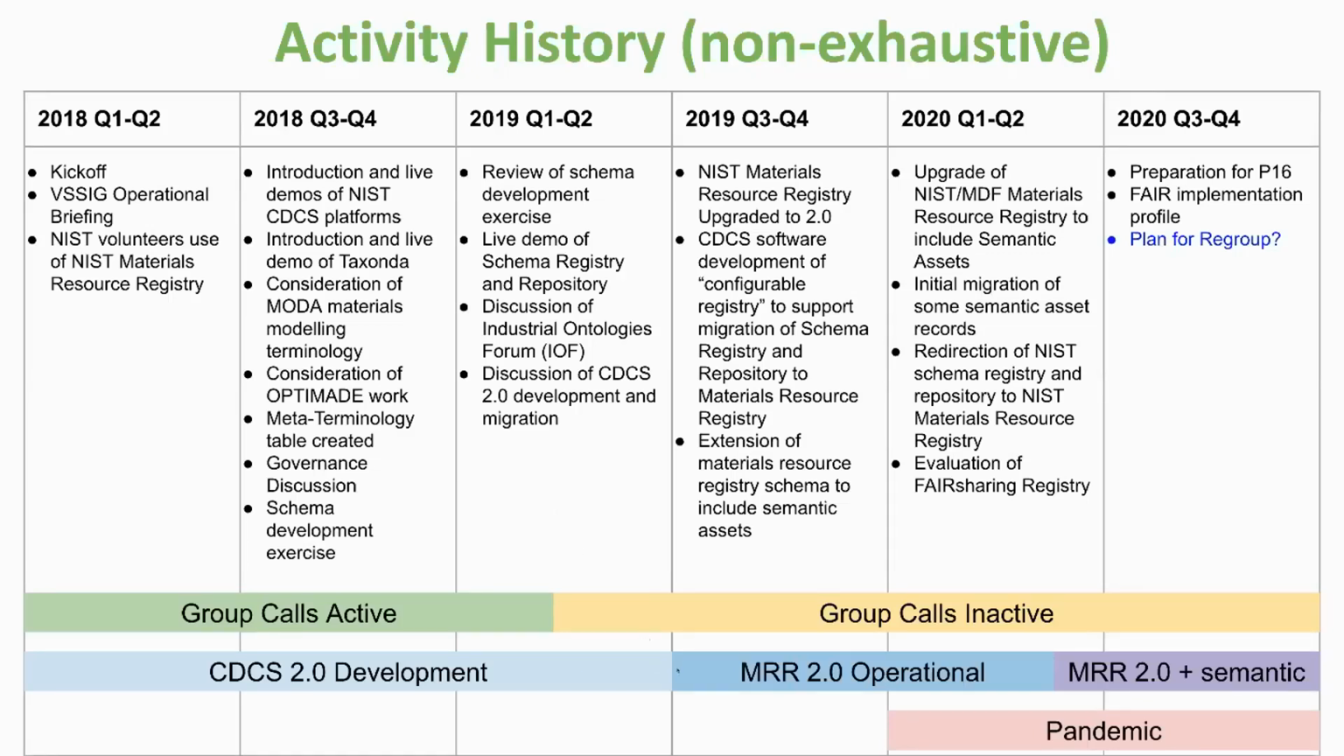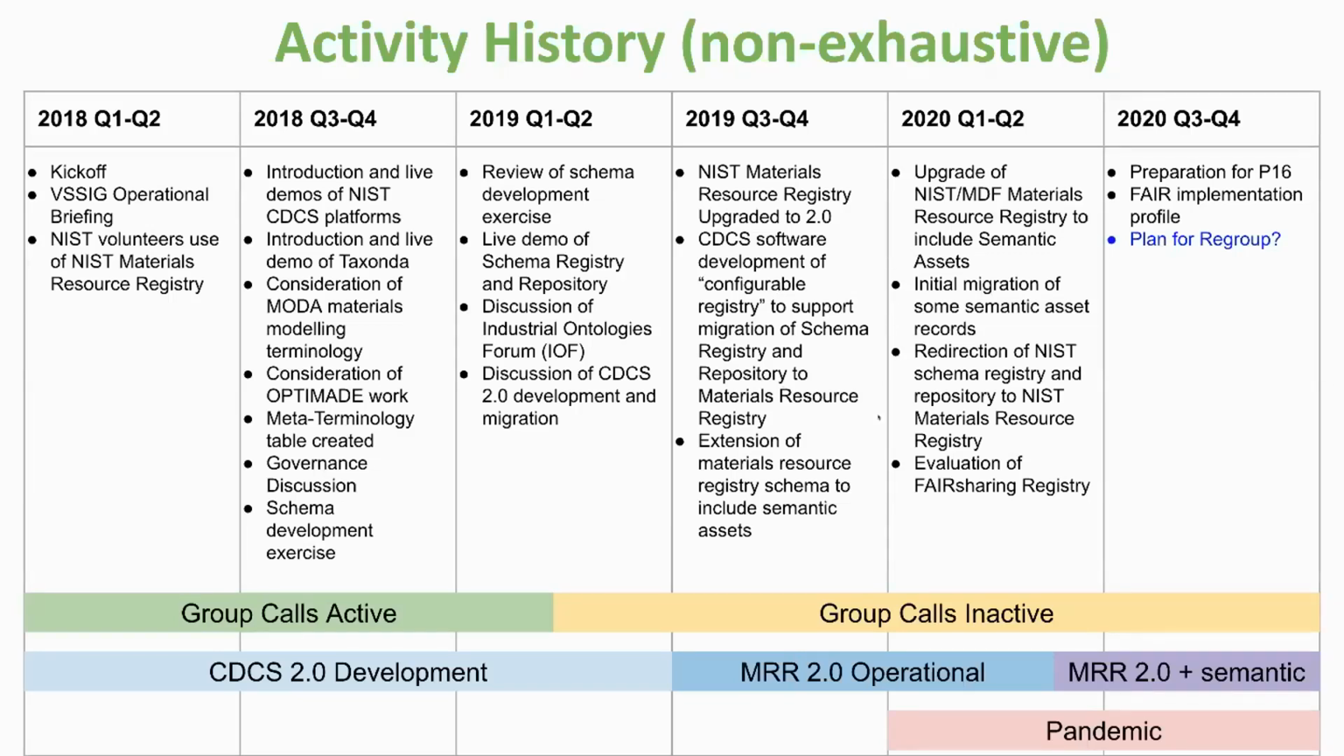So right around June, the end of June, early July, version 2.0 of the registry at NIST went operational. So before this, it was version 1.0, and after this point, it was version 2.0. And then we immediately went into development mode of making this registry software configurable, such that you could easily plug in a new type, such as a semantic asset.